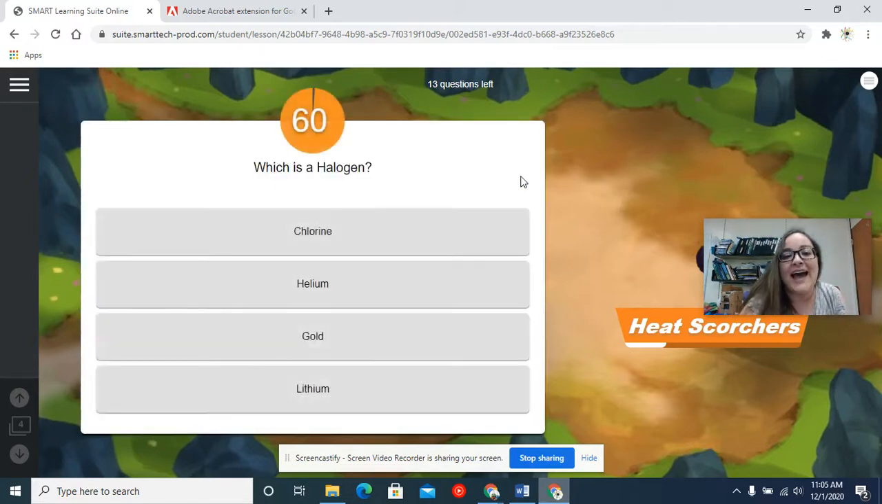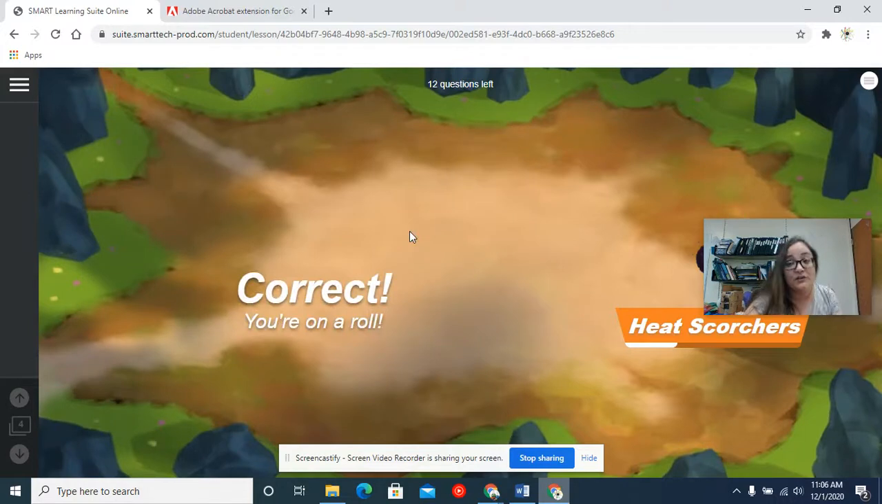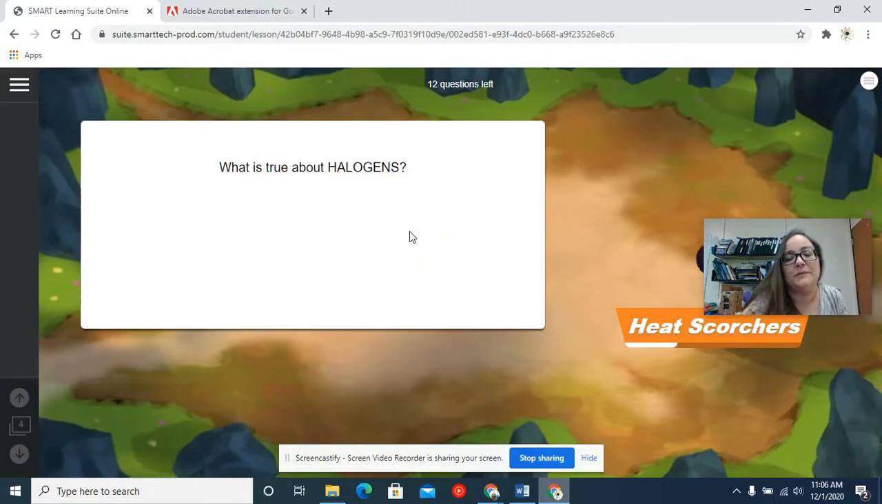Which is a halogen? So you've got to find which one is in family 17. Over on the side, family 17 has fluorine, chlorine, bromine, iodine, and astatine. Chlorine, like I said earlier in the review, is the one that most of you are going to remember.